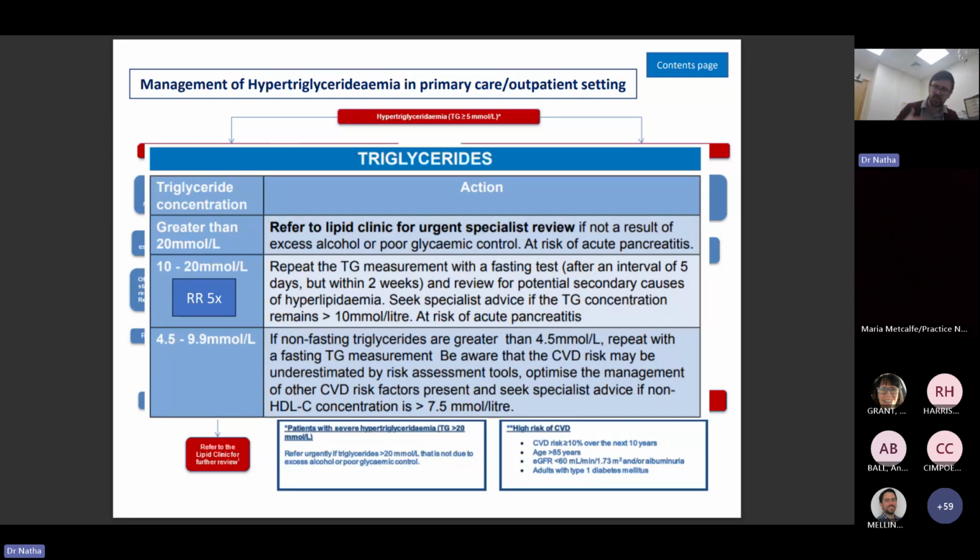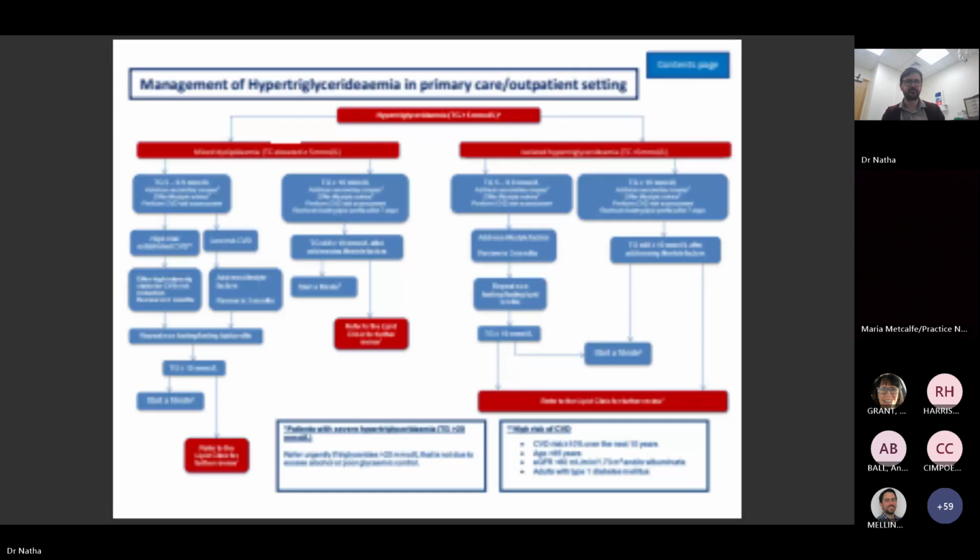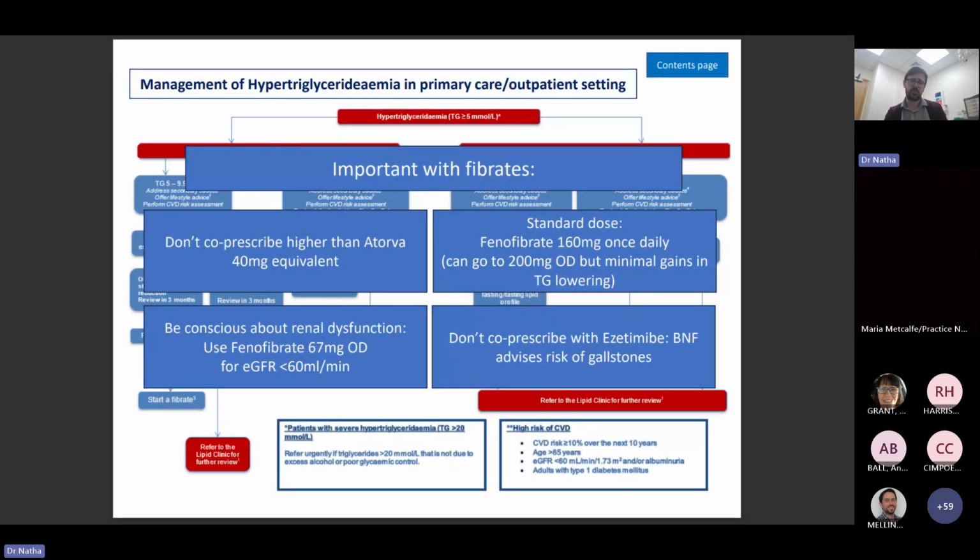The main things that you want to consider are secondary causes like diabetes, alcohol excess, obesity, hypothyroidism. Think of all of those as reasons why their triglycerides might be high. And rather than needing to make further changes to their lipid-lowering therapy, manage those secondary risk factors first. But where their triglycerides are more than 10, or more than 20, consider more specialist reviews or consider adjuncts to statin therapy. Your adjunct therapy for triglycerides is fibrates. Think about fibrates if you're trying to deal with triglycerides.